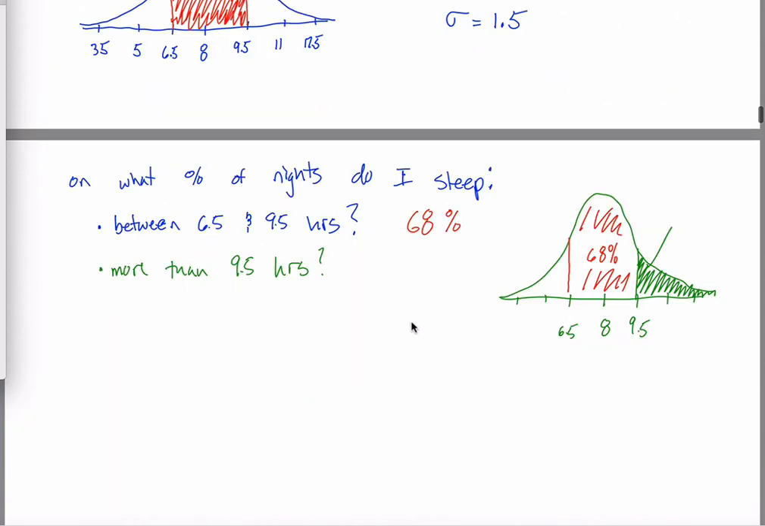So you're like, so the answer is 32? No, because there's non-shaded area over here and over here. The white plus the green would be 32. But if the white plus the green is 32, and because of symmetry, the white and the green are each the same, then this has to be half of 32. That's 16%. On what percentage of nights do I sleep more than 9.5 hours?